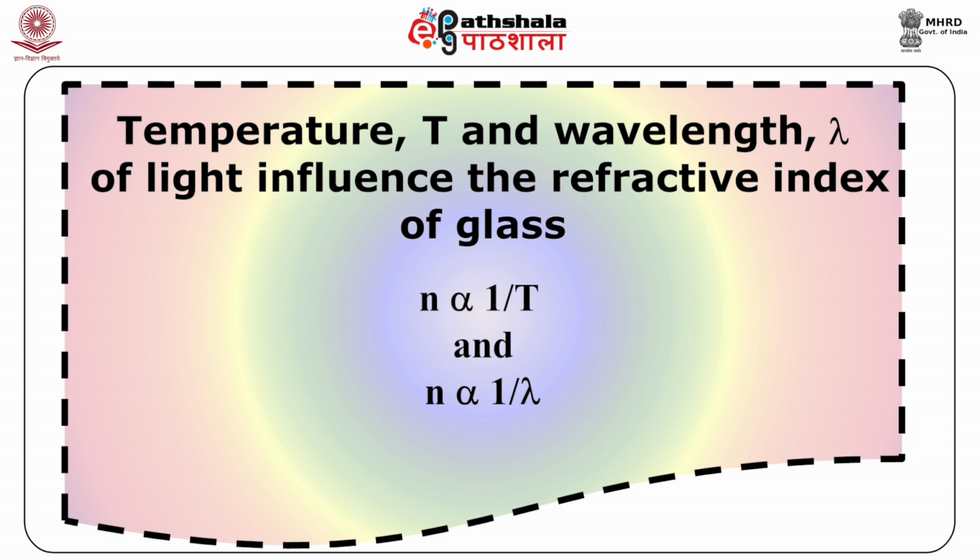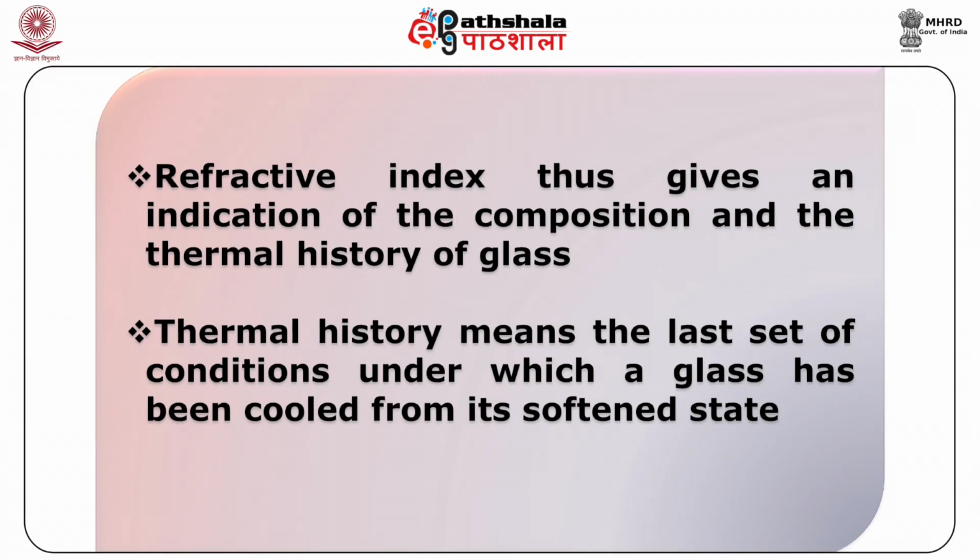Temperature T and wavelength lambda of light influence the refractive index of glass. Temperature affects density. Density further affects the velocity of the light beam as it passes through the sample. N is directly proportional to 1 by T, and N is directly proportional to 1 by lambda. Thus, refractive index gives an indication of the composition and the thermal history of glass.